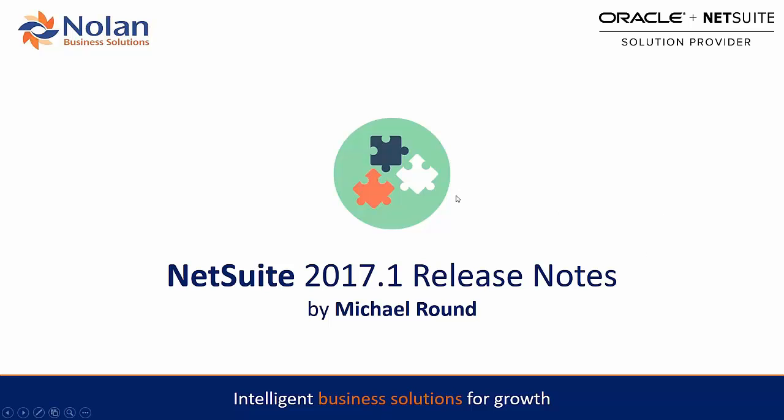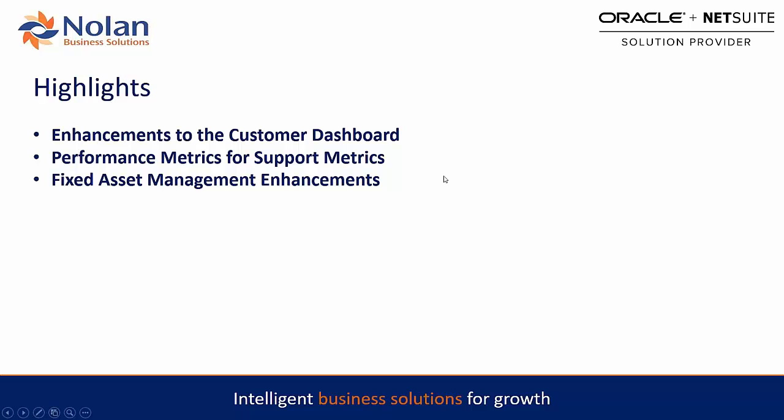So a couple of highlights that we're going to go over today, and by no means is this a full list. This is a very few specific bits that have been picked out. We're only going to go over three. First of all, we're going to go over a couple of enhancements that have been done to the customer dashboard. We're going to look at the new performance metrics for the support cases, and then we're going to have a look at some fixed asset management enhancements.